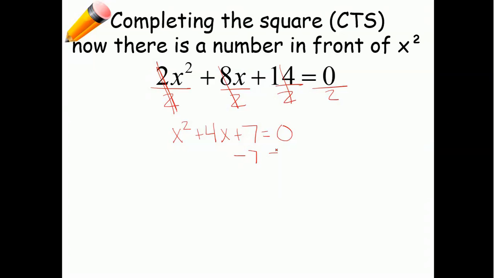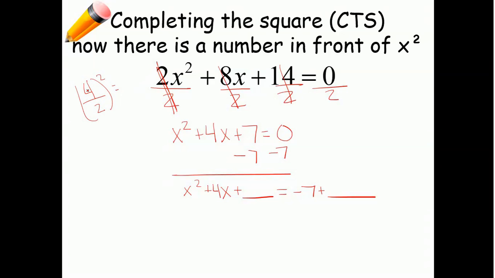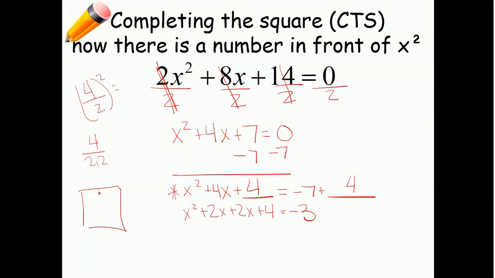So you're going to subtract 7. Make room for blank. 4 divided by 2, squared, to find my blank. 4 divided by 2 is 2. 2 squared is 4. Factor this side. So AC of 4. 2 and 2 should make 4. Negative 7 plus 4 is negative 3. Let's go ahead and box that side.